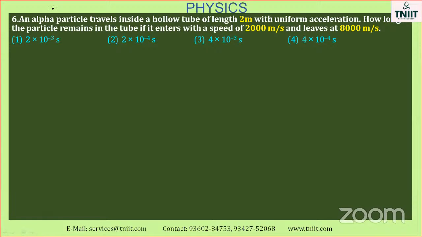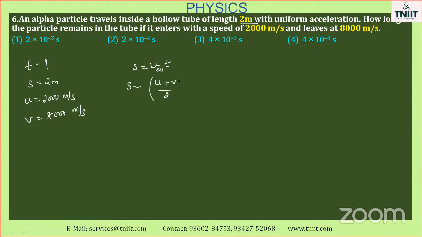An alpha particle is traveling inside a hollow tube of length 2 meter with uniform acceleration. They are asking how long it takes for that distance, 2 meter. What are the initial speeds? Initial speed is 2000. What is the final speed? 8000. Direct formula: distance is nothing but the average velocity into time. Average velocity is just u plus v divided by 2, into t.